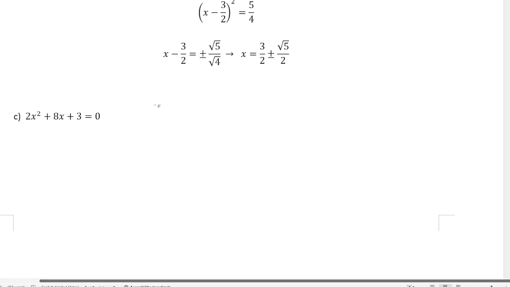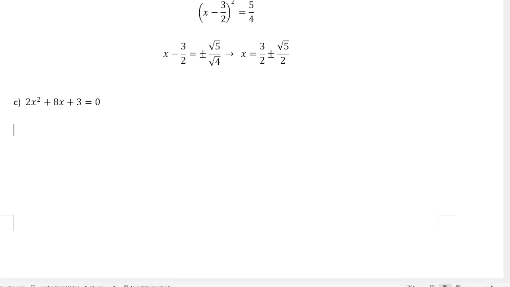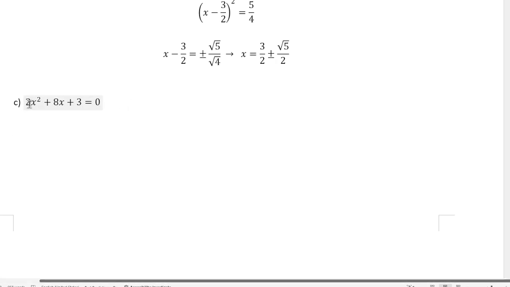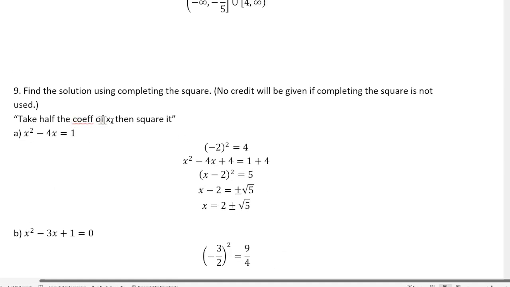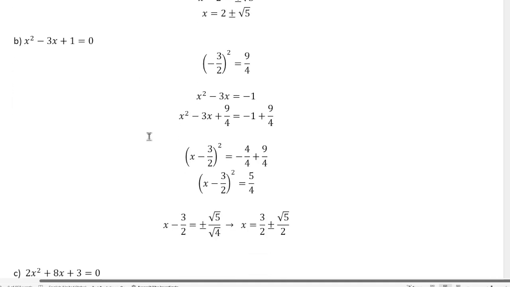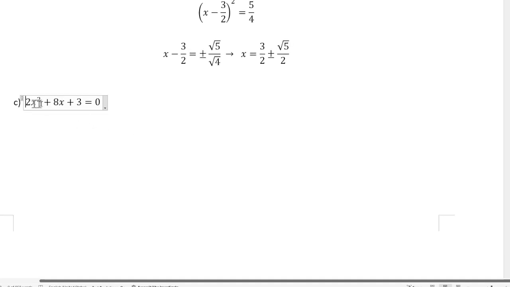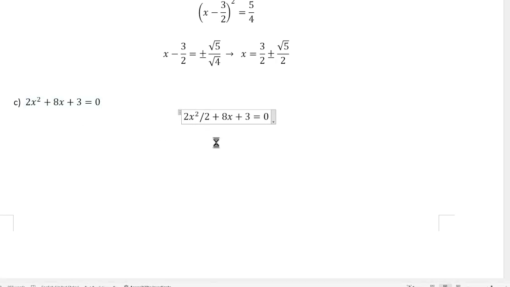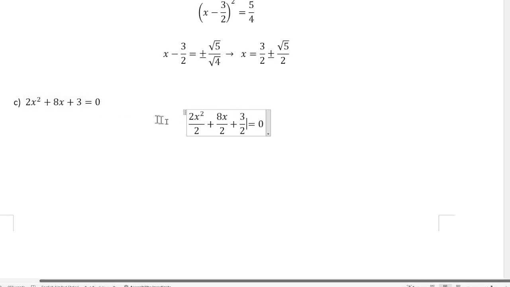Okay, this part C is a bit different than what we've been doing before, and the reason is there's a number in front of x squared. Now if you have anything other than a 1, then the principle we started with, take half the coefficient of x and then square it, that wouldn't work. So before you do anything, you have to divide everything by 2. Okay? Let's do that. You divide this by 2, this by 2. All the terms must be divided by 2. So we have a 3-term equation, and then all the terms are divided by 2.